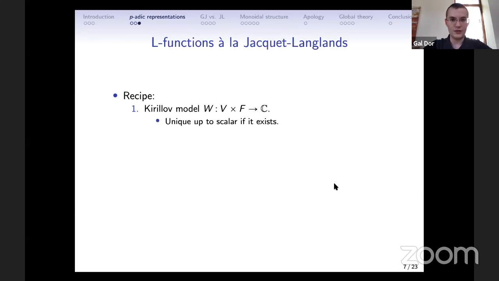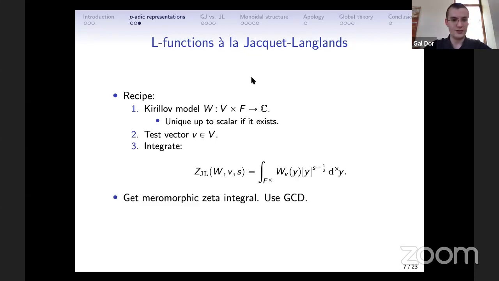Now, the second thing that we're going to discuss is the Jacquet-Langlands L functions. How do they work? You have a Kirillov model, which is essentially something that takes a vector in my space and associates to it a function on F. It has to satisfy some properties, and if it exists, then it is unique up to scalar. You take a test vector inside your representation, turn it into a function on F via the Kirillov model, and you integrate it. This gets you a meromorphic function of s, and then you can use the GCD to get exactly the same L function as before.